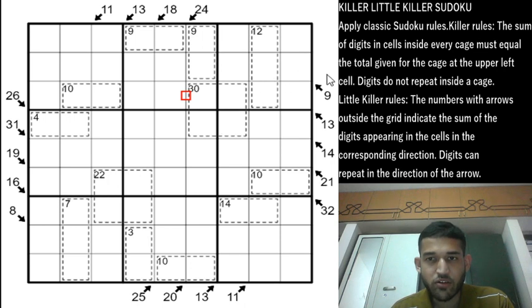Now the little killer rules are, there are clues given outside the grid, and those clues indicate the sum of the digits in the diagonal direction represented by the arrow. For example, the 9 clue in here represents the sum of row 1 column 8 and row 2 column 9, and similarly for other cells. And in a diagonal direction digits may repeat. So those are the rules. With that we'll start this Sudoku.